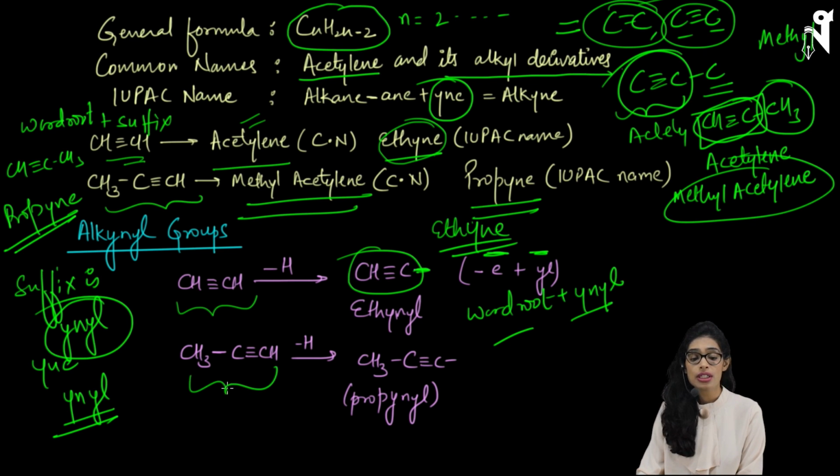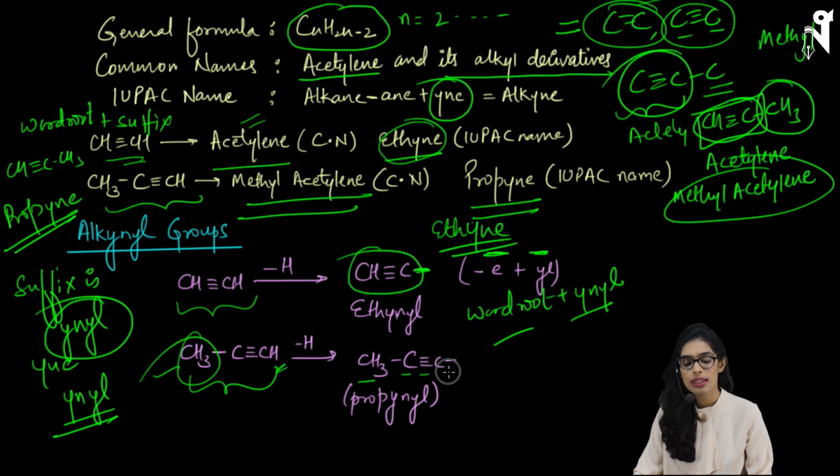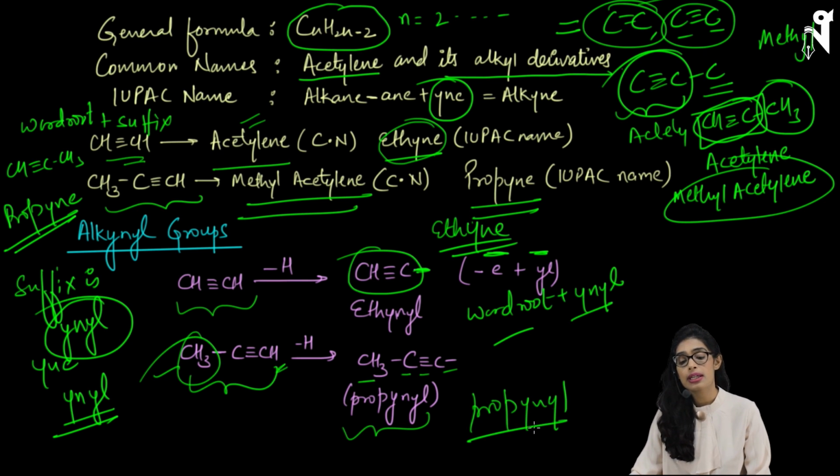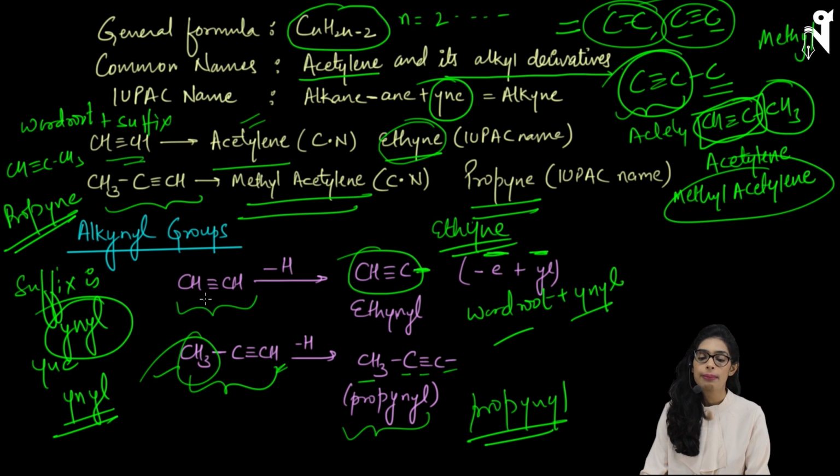Similarly, I have CH3 single bond C triple bond CH. I have removed a hydrogen from here and it has become, you can remove it from here or you can remove it from here. Either way you can remove. So it has become CH3 single bond C triple bond C single bond this. This will be called as propynyl, prop because of the three carbons, and ynyl to represent that it has a triple bond and it is an alkynyl group. Okay, so that's how we name them.